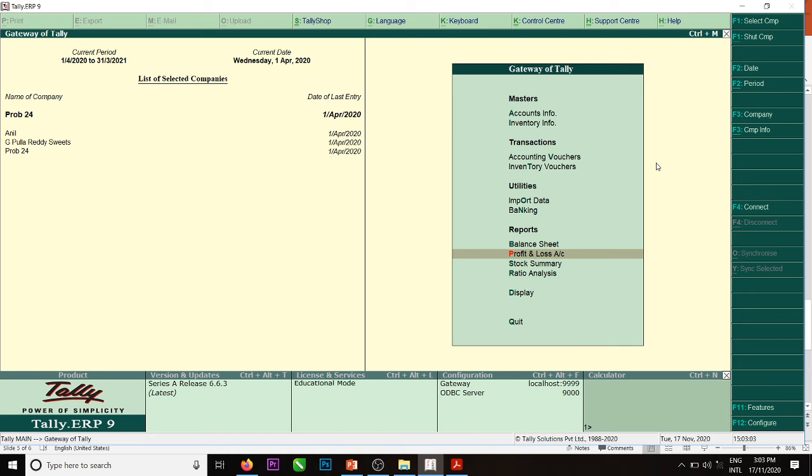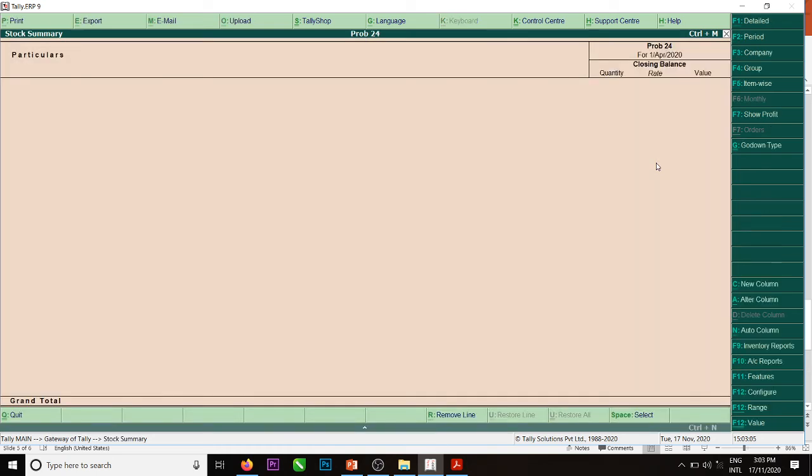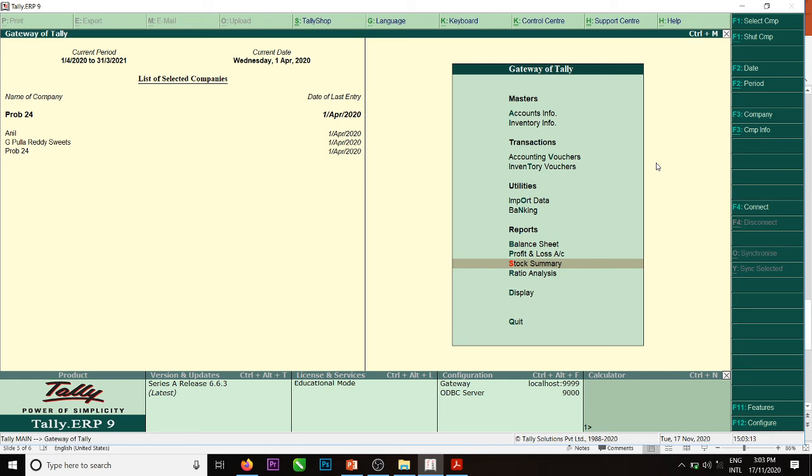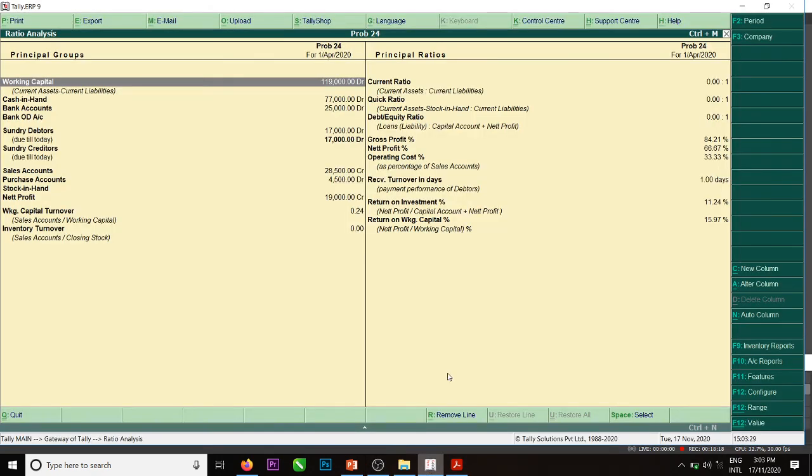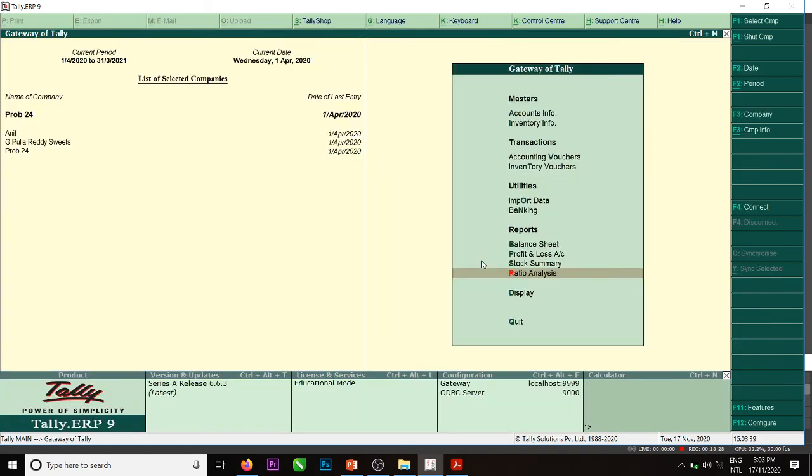Next, stock summary we cannot. Reason is we were not dealing with the stock items. Ratio analysis also this is calculated by Tally automatically. Tally will automatically calculate ratios and display for us. So ratio analysis. Control Q for going back.